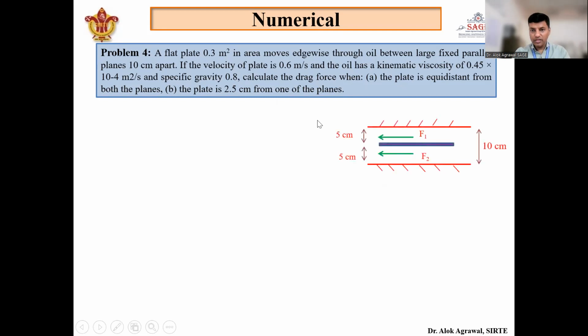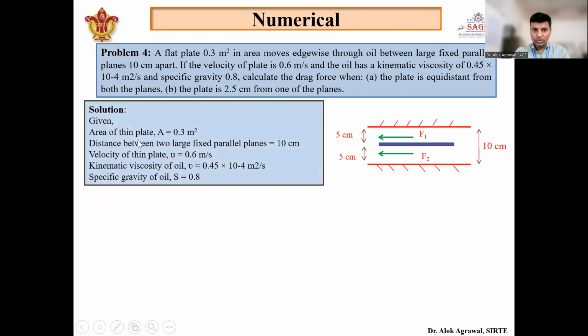So let us start with case one, when this moving plate is at equidistance between the two parallel plates. So it is at the center. That is, if the distance between the two parallel plates is 10 centimeter, then this plate is moving at a distance of 5 centimeter from each plate. Okay, so let us write the first given condition. Area of the thin plate is given. This area means upper area and lower area, both areas. Because in this case, the plate is in contact with oil above and also oil below.